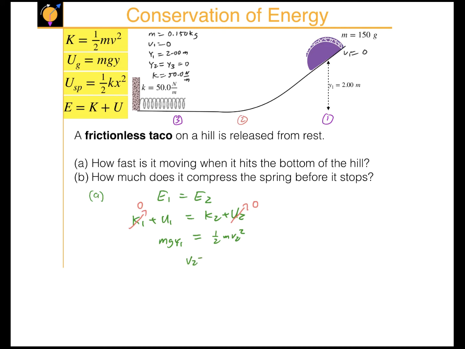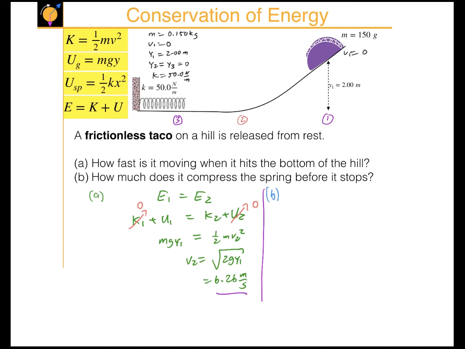So solving that for v2, we get that v2 is equal to the square root of 2gy1. And that's easy to calculate. It's the square root of 2 times 9.8 times y1, which is 2 meters. And that works out to about 6.26 meters per second. So that is the speed at point 2 of our frictionless taco.